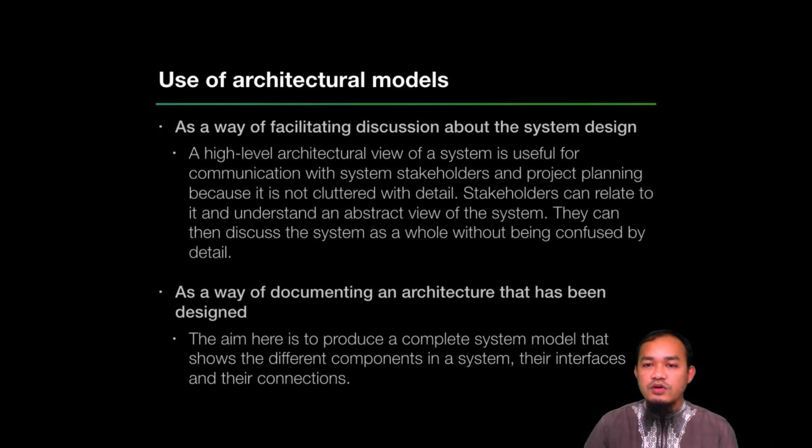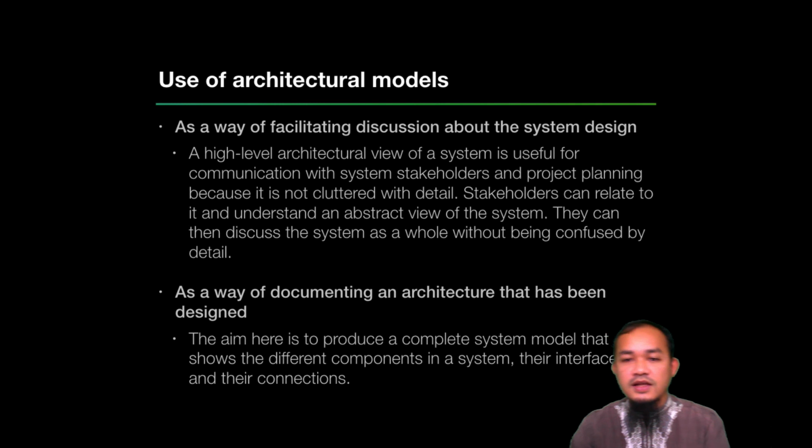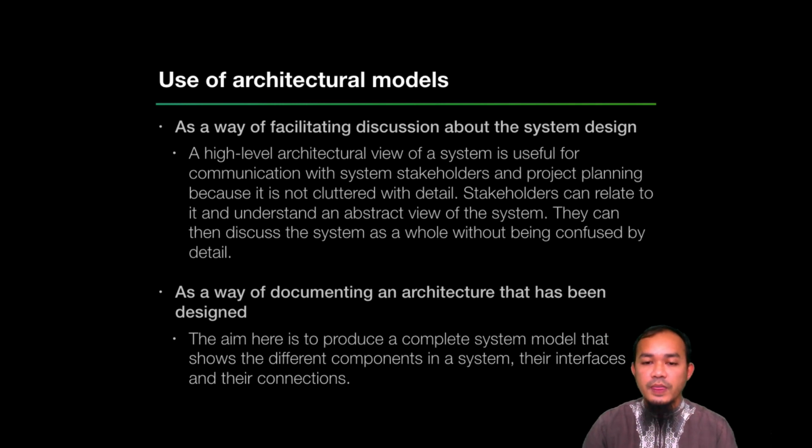Use of architectural models: as a way of facilitating discussion about the system design, and as a way of documenting an architecture that has been designed. There are many models that we are going to discuss. This is used for discussion in a high-level architecture view. We will see that our system looks like this: it consists of many systems working together, with lines that send and receive data. This is what we call an architectural model.